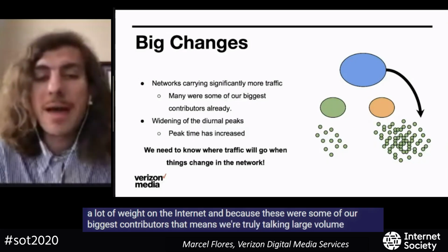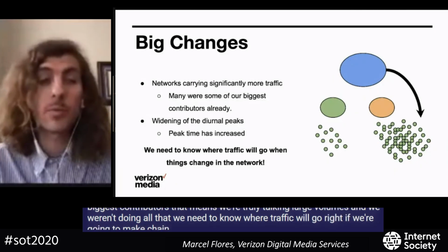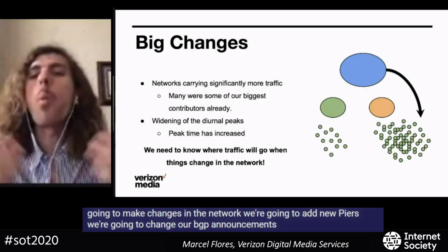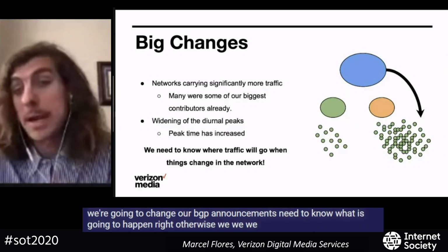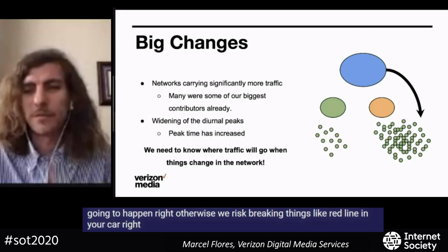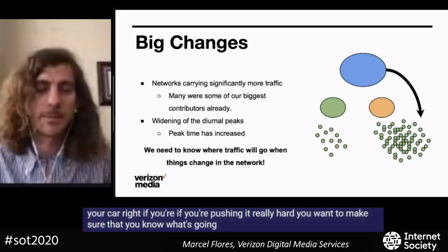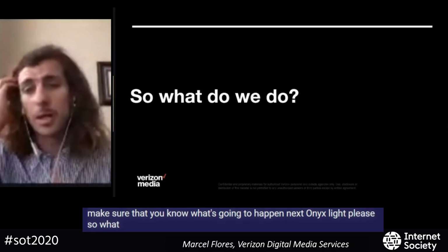And when we're doing all that, we need to know where traffic will go, right? If we're going to make changes in the network, add new peers, or change our BGP announcements, we need to know what is going to happen, right? Otherwise, we risk breaking things, right? It's kind of like redlining your car, right? If you're pushing it really hard, you want to make sure that you know what's going to happen next. Next slide, please.